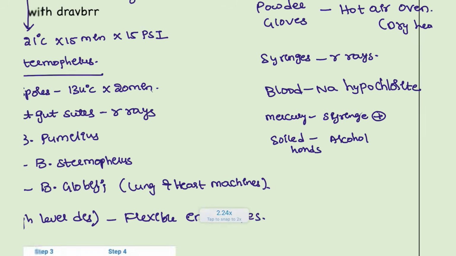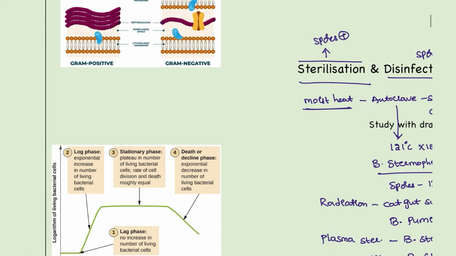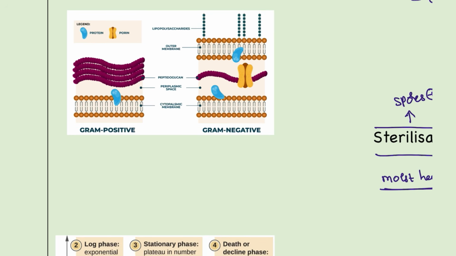Alcohol can be used for this, right? Next, moving on to the differences between gram positive and gram negative. The most important difference is the lipopolysaccharides, which are present in the gram negative, while in the gram positive we see teichoic acids.